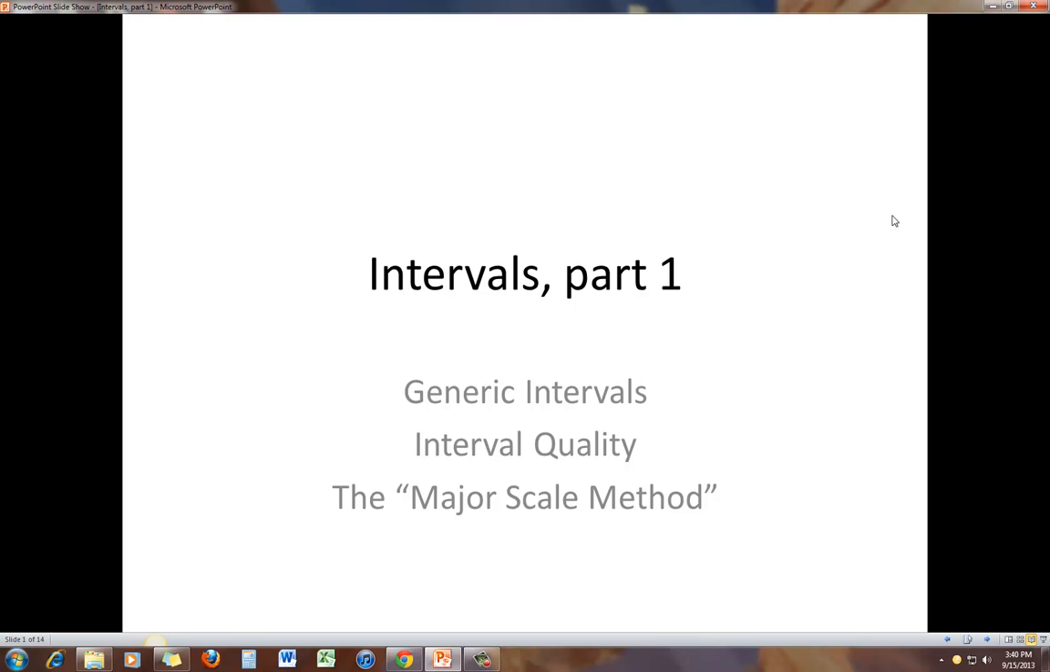This is the first of 3 videos which will discuss intervals. In this installment, we will look at generic intervals, interval quality, and the major scale method, which is a method of efficiently determining the quality of intervals.